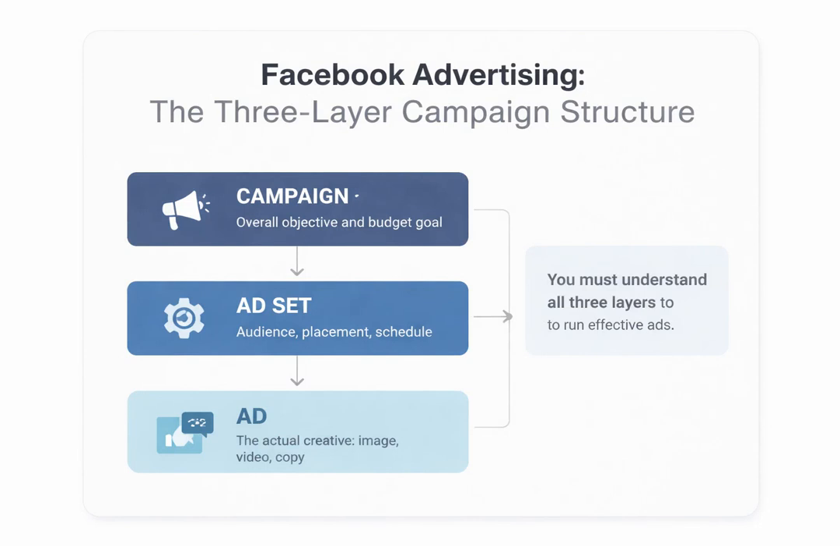Now, let's talk about Facebook advertising. When you launch a campaign on Facebook, there are 3 distinct layers you need to understand. The first layer is the campaign. This is where you define your overall objective, like brand awareness or conversions. The second layer is the ad set. This is where you control your audience targeting, your placements, and your schedule.